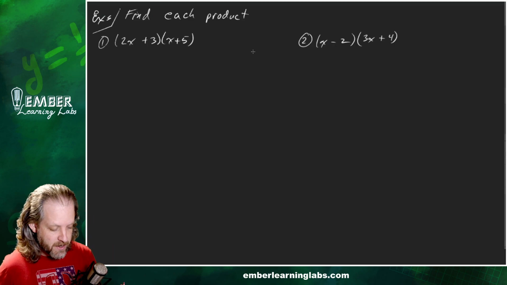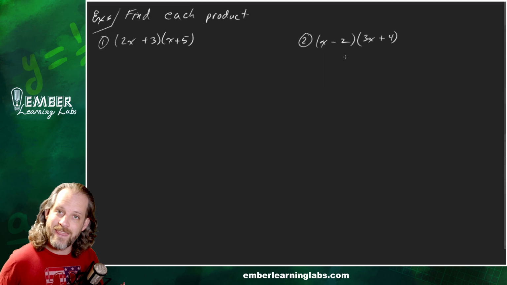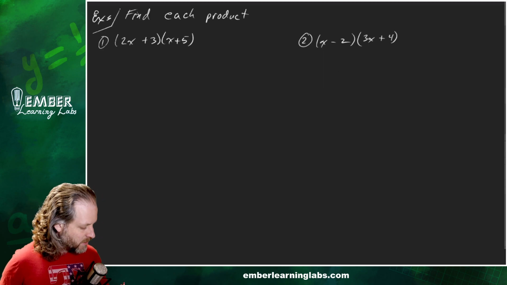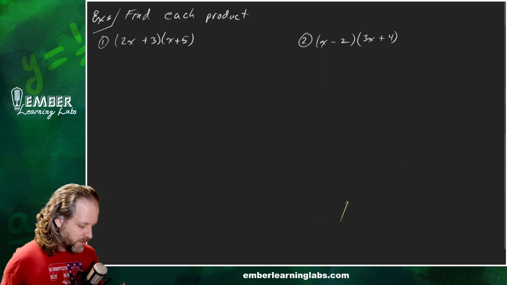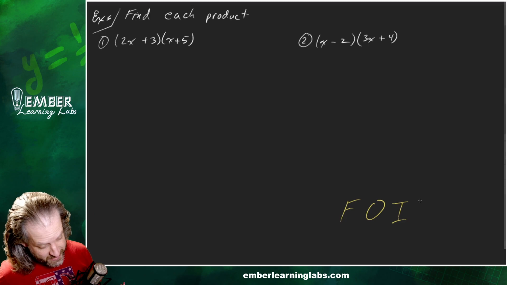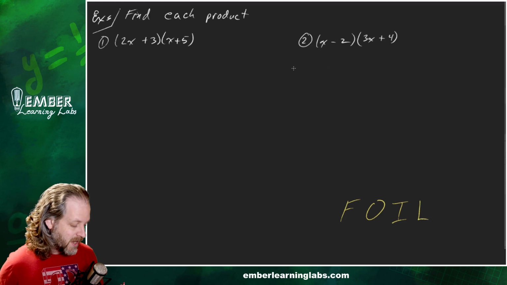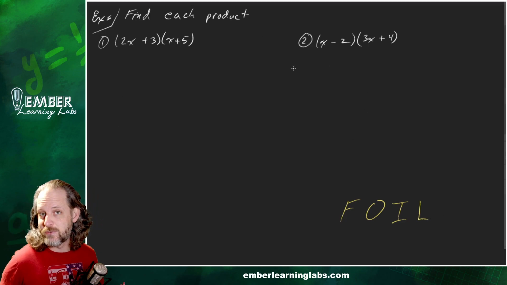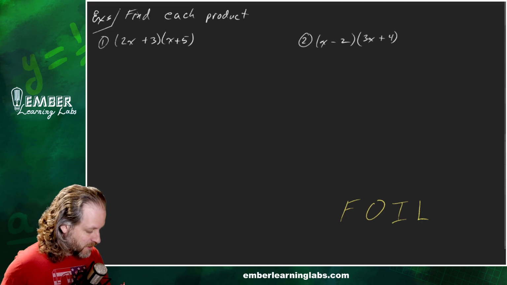So we're going to find each product. We're going to do this one and that one. The method that we are going to use is commonly referred to as the FOIL method for multiplying binomials. Now, you'll see in our next example after these two that sometimes we can't use the FOIL method because we have things that are larger than a binomial.